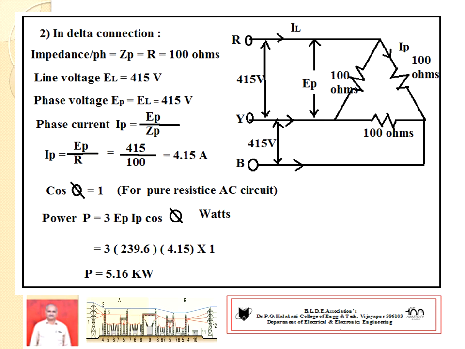Again, for a pure resistive AC circuit, the power factor is 1, so it is not required. Therefore the 3-phase power equals 3 times EP IP cos phi watts. So we get this answer as 5.16 kilowatt. Understand the problem, and after that take the problem, go on solving it yourself or making notes.